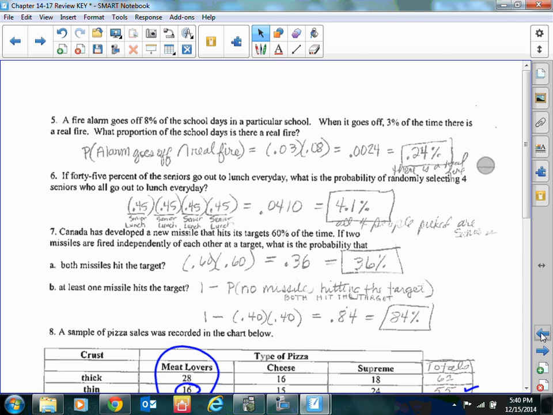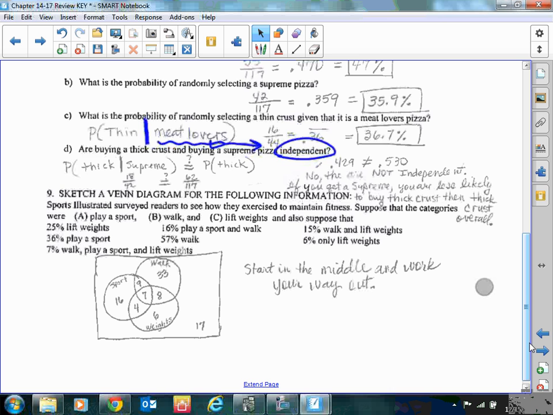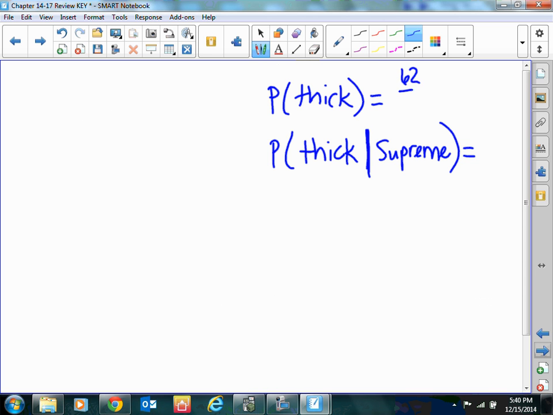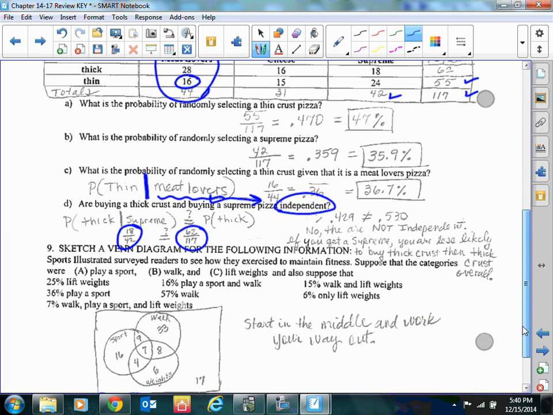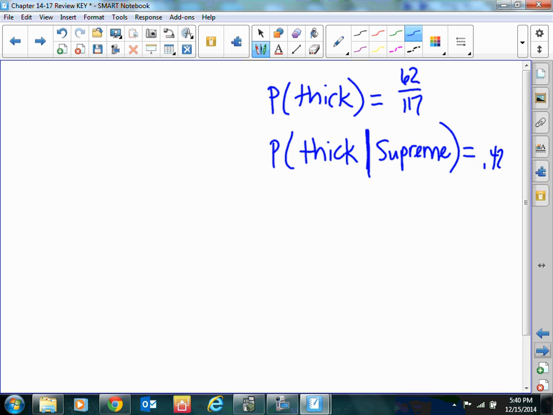Okay, so the numbers that I had gotten on the front for that, overall thick was 62 out of 117. The other was 18 over 42. Let's see if I can transfer that. 62 over 117. And then the other one was 18 over 42. So, here you can see that we got 0.429 for the, given that it's supreme. So 0.429. And then this one was 0.530.